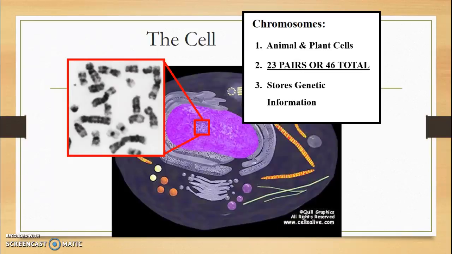So to review, the only organelle we talked about today that is only found in plant cells is the cell wall. The cell membrane, cytoplasm, nucleus, nuclear membrane, and chromosomes are found in both plant and animal cells.